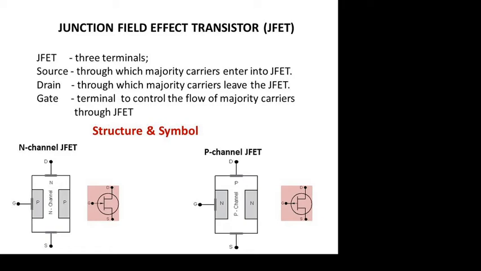And coming to the P-channel JFET, it is made of a P-type semiconductor bar, and an N-type region is formed to form the gate. So here in the P-channel JFET, holes are the majority carriers. The holes move through the channel.